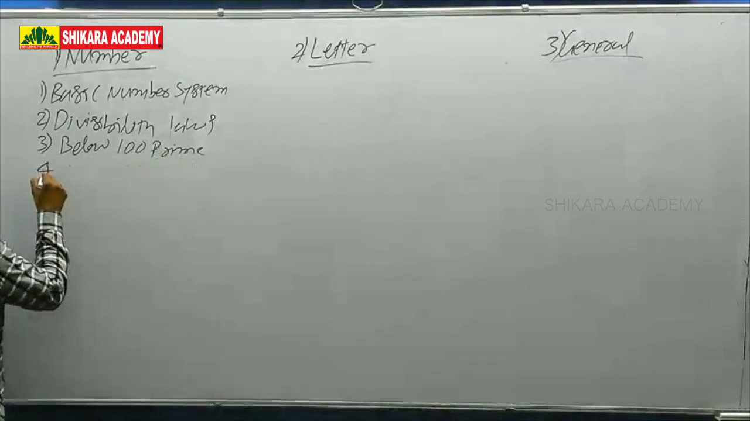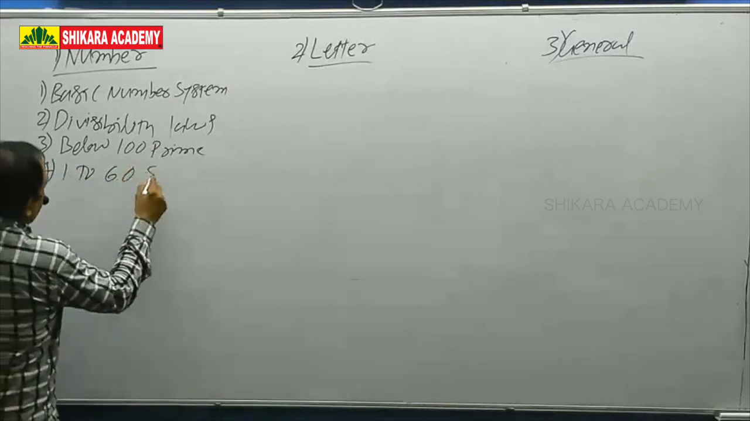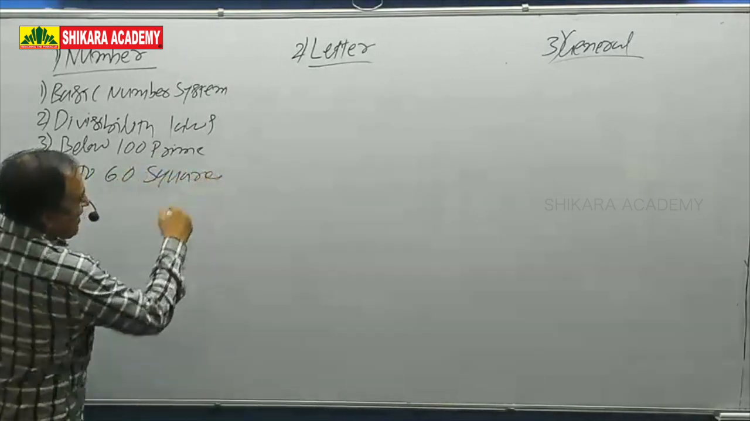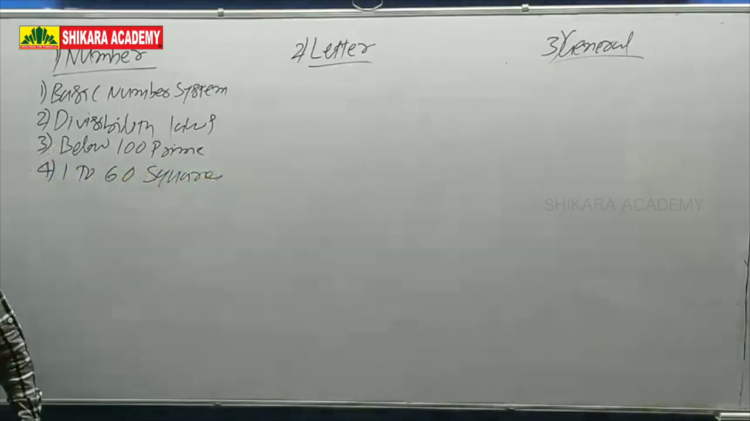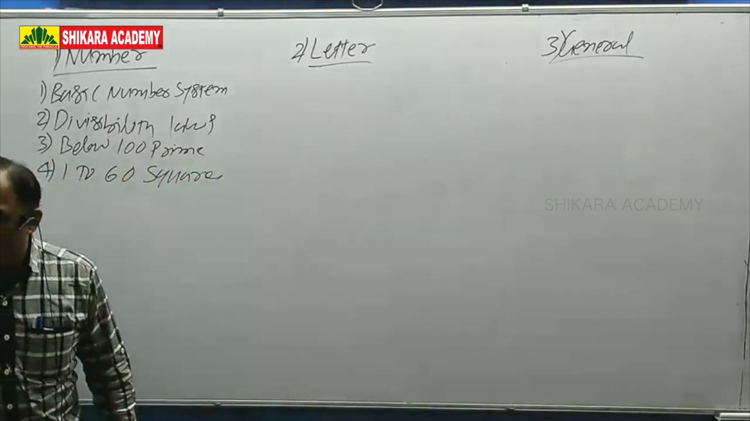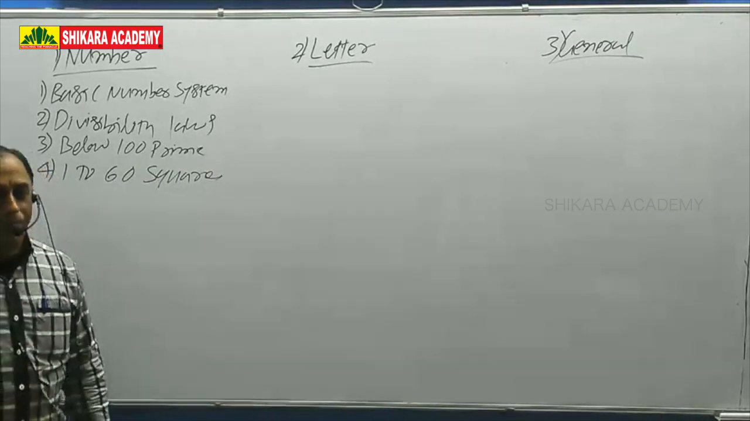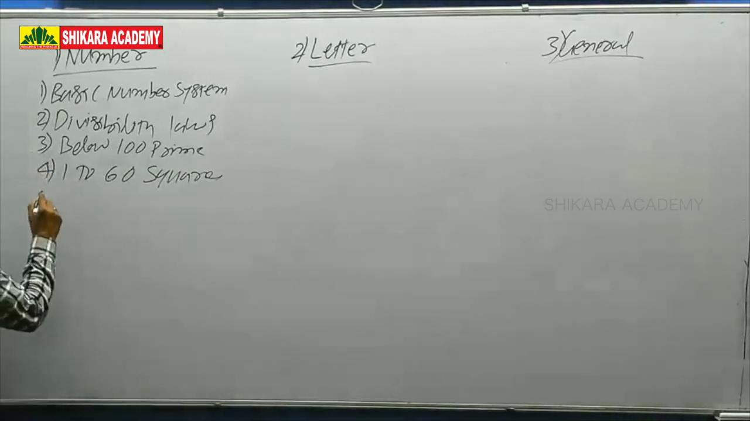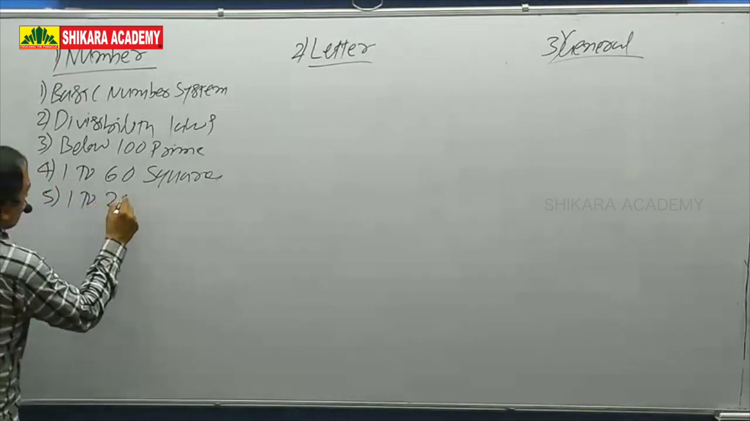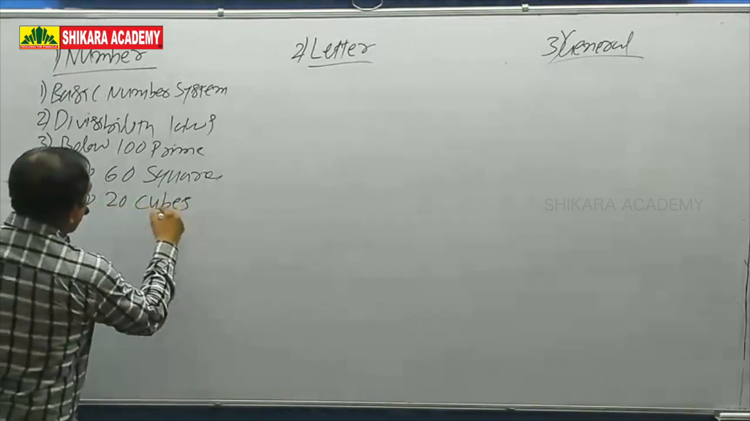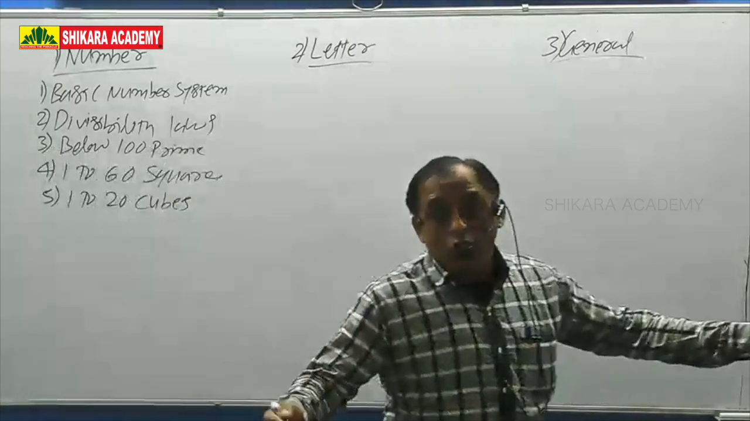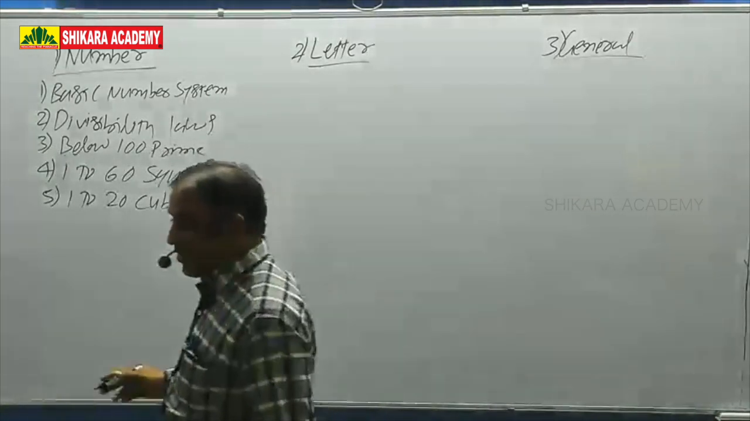Next, the fourth one is squares from 1 to 60. Already you know 50 to 60 squares. I think you already know 1 to 20 squares also. Do you know 1 to 20 squares? Don't know? Okay, we'll discuss. The fifth one is cubes from 1 to 20. What is a cube? 1 cube is 1 into 1 into 1, multiplied 3 times.